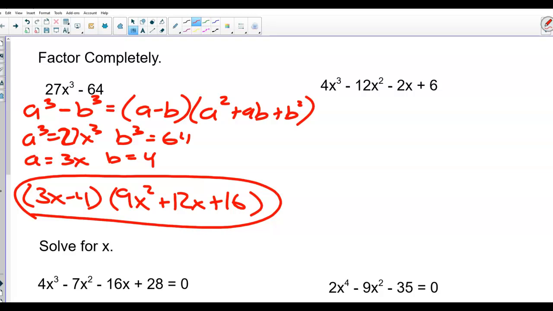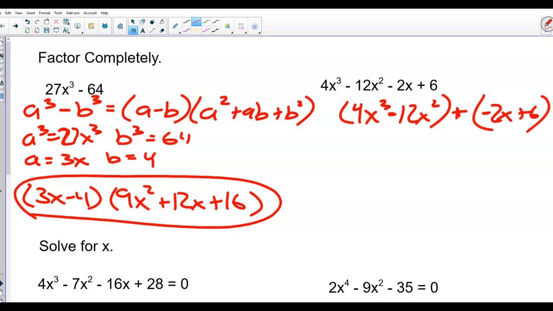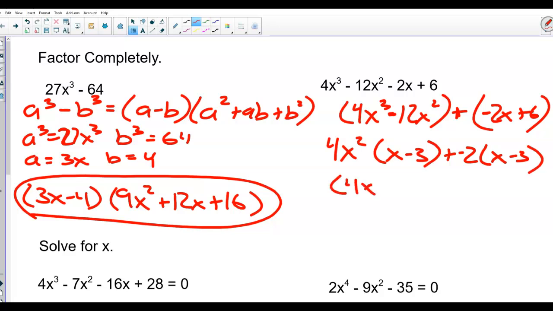My second problem with the 4 terms, we're factoring that by grouping. I put parentheses around the first 2 terms. We put a plus sign, and we take that middle sign and put it with the third term. My GCF of the first one is 4x squared. We're left with x minus 3. We pull a negative 2 out. We're left with x minus 3. 4x squared minus 2, x minus 3.